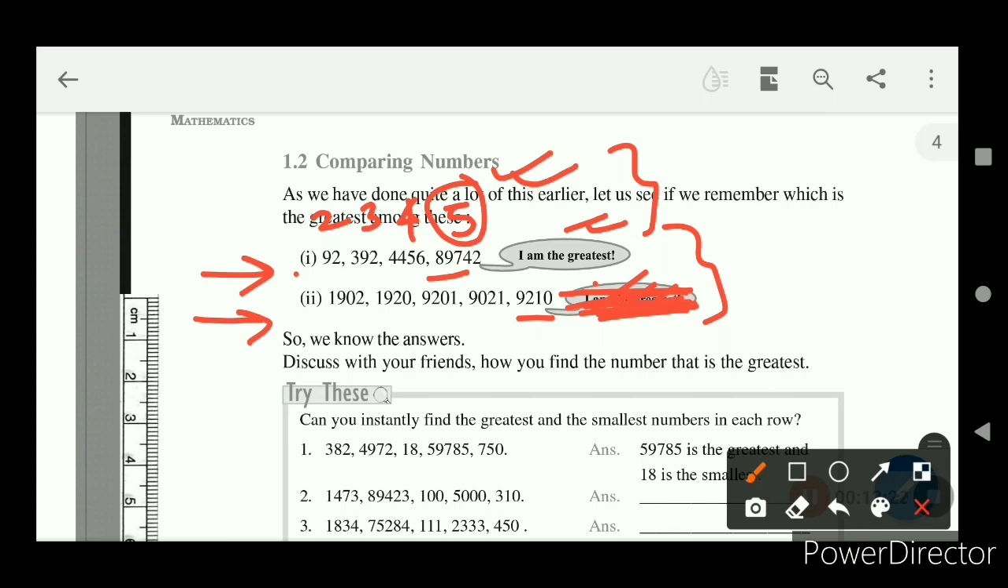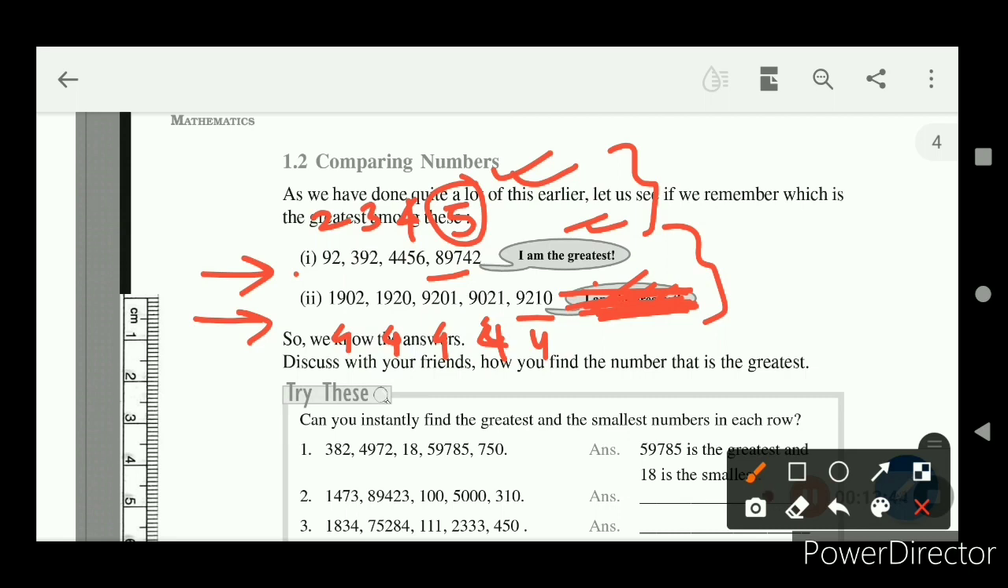What is the first step we do? The first step is to count the number of digits. This has 4 digits, this has 4 digits, this has 4 digits, this has 4 digits, this has 4 digits. All the 5 numbers have 4 digits in them. So the first step is quite useless now, because each number has 4 digits.